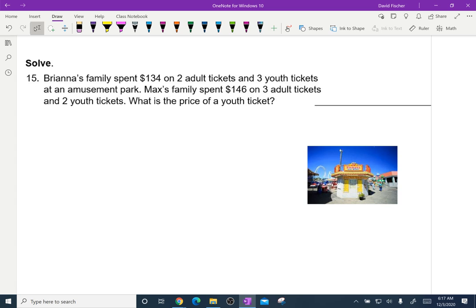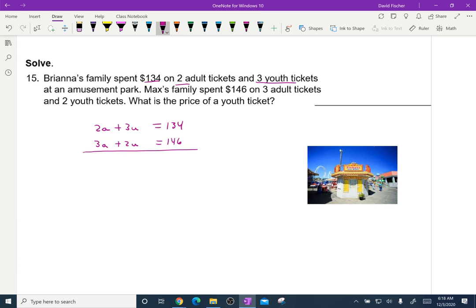So if we were to write an equation, I spent the whole $134 here. I did 2 adult tickets. I don't know how much each adult ticket costs, so I'm going to say 2 times adult tickets plus my 3 youth tickets. But I spent the whole $134. So there's my first equation. Max's family spent $146. They bought 3 adult tickets and 2 youth tickets. So I'm going to use the U for youth, A for adults. So there's my 2 equations.